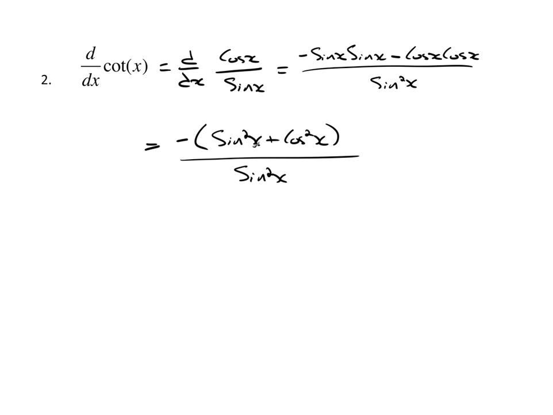Well, this is just 1, sine squared plus cosine squared. So this is 1 over sine squared of x. Oops, forgot my negative. So this is going to be equal to a negative cosecant squared of x. So the derivative of cotangent is a negative cosecant squared of x.